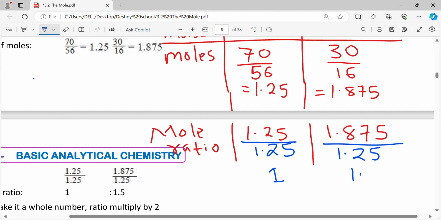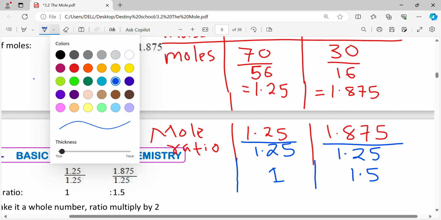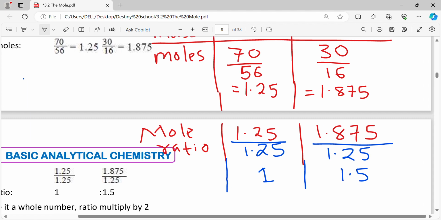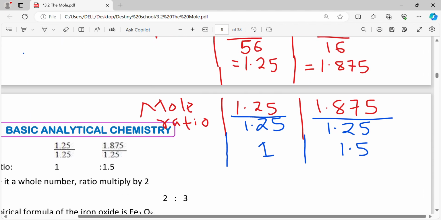So divide both sides by the one that is smaller than the other, which in this scenario is 1.25. You also divide this other side by 1.25. So here you get 1, and this one, if you divide, you get 1.5. So these are our mole ratios.